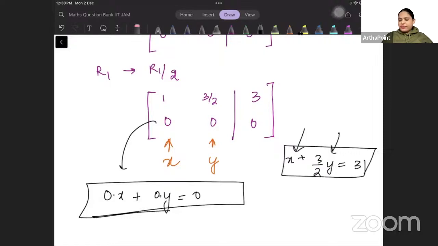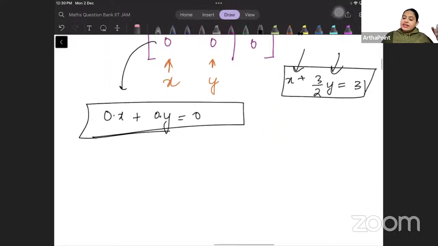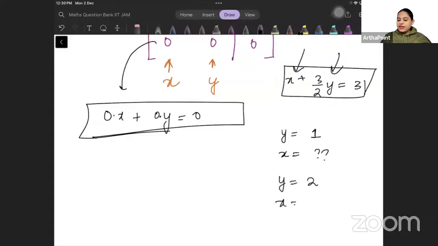So I have two variables, and I just have one equation. So I need to set one variable free. What does it mean? It means that I will say, okay, let y take the value 1, then I can find x accordingly. Let y take the value 2, then I can find x accordingly. So I need to keep y free. You can give any value k to y.